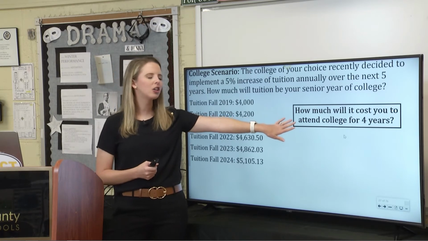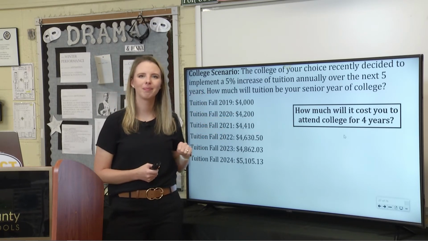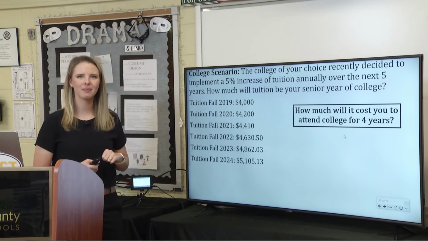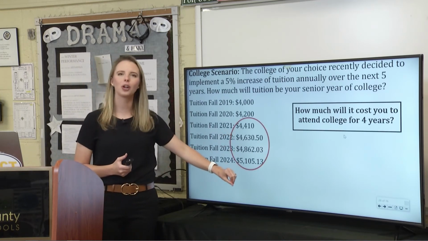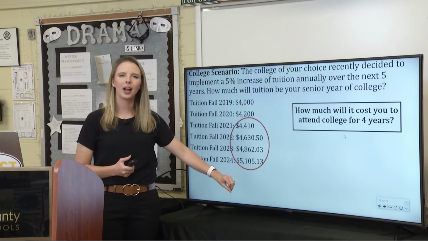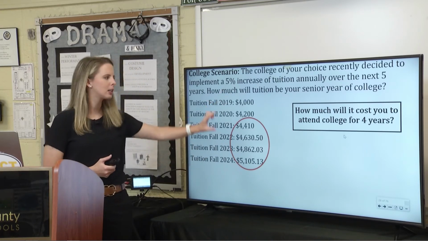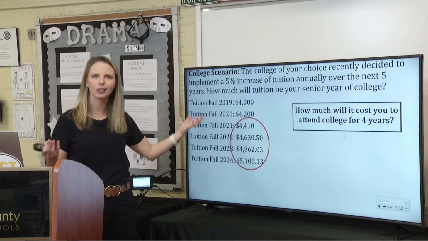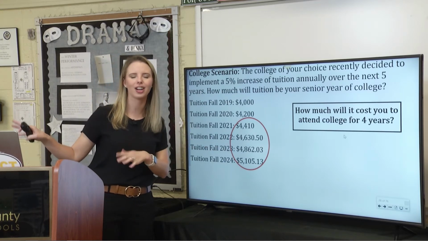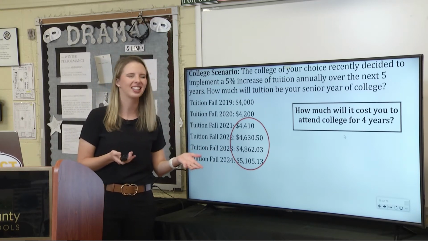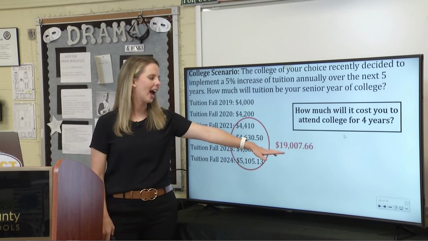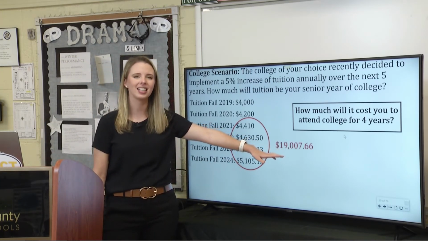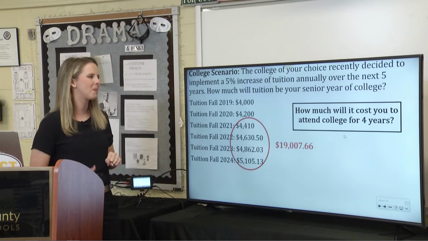But I have another question for you. How much will it cost you to attend college for 4 years? I'm hoping you thought to yourself that you would just add these 4 numbers and that would become your answer. You wouldn't need to add all 6 because these first 2 years, you're still in high school, right? You're not paying to go to that university because luckily you get a free education. So we would add all 4 of these numbers and we would get the total of $19,007.66.